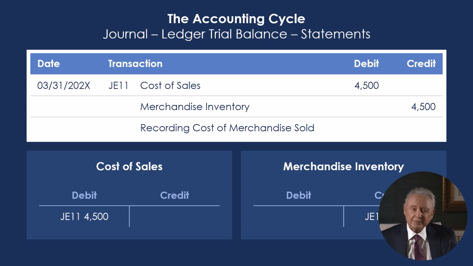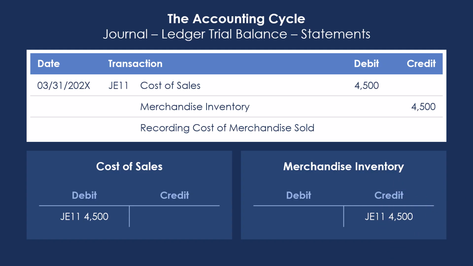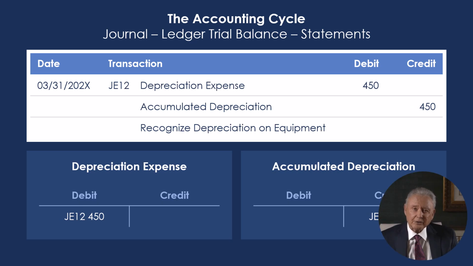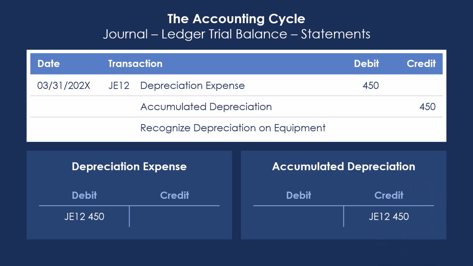Journal entry number 11 is the first of what we call adjusting entries. Here we debit cost of sales and expense, $4,500, and credit merchandise inventory, $4,500, an asset. This reflects the cost of the merchandise sold during the period. Here with journal entry 12, we record depreciation expense for our company, $450. We credit the valuation or contra account, accumulated depreciation, for $450, and debit depreciation expense. Credit accumulated depreciation, $450.